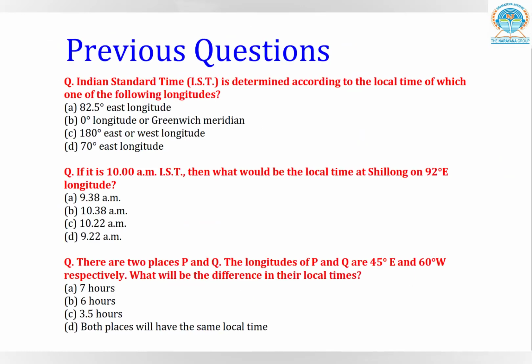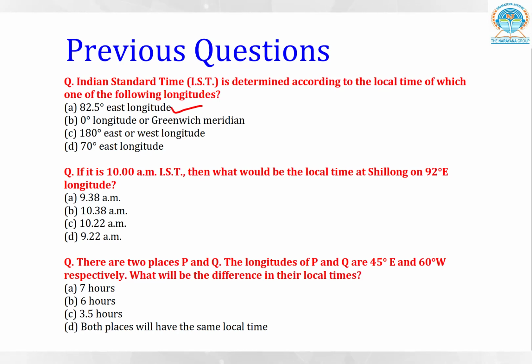So now let us see some previous year questions. These all appeared in different exams. Indian Standard Time IST is determined according to the local time of which one of the following longitudes? Just now we saw, right, we have chosen 82.5 degrees east longitude as our standard time.